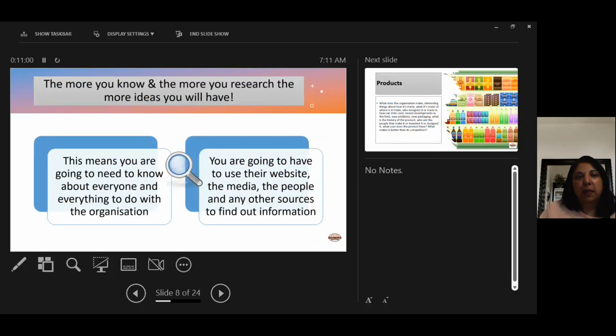there we go. The more you know and the more you research, the more ideas you will have. This means you're going to need to know about everyone and everything to do with the organization. You're going to have to use their website, the media, the people, and any sources to find out information.